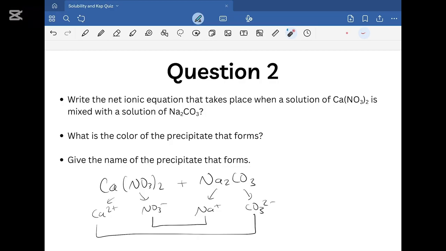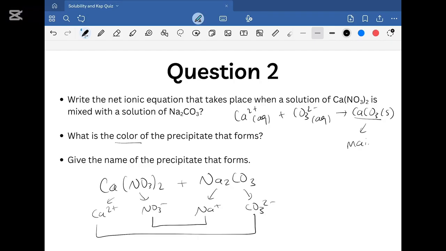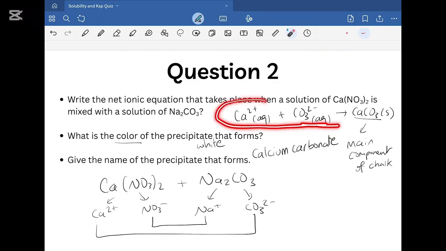So the precipitate that's going to form is CaCO3, and the net ionic equation is going to be Ca2+ aqueous plus CO3 2- aqueous. They will react to form CaCO3 solid. Now what's the color of the precipitate? CaCO3 is calcium carbonate, and it's actually the main component of chalk, and it is a white precipitate. The name of the precipitate, we have calcium and we have carbonate, so it's calcium carbonate. So this is the answer for the first part: the net ionic equation with the state symbols. The color of the precipitate is white, and the name of the precipitate is calcium carbonate.